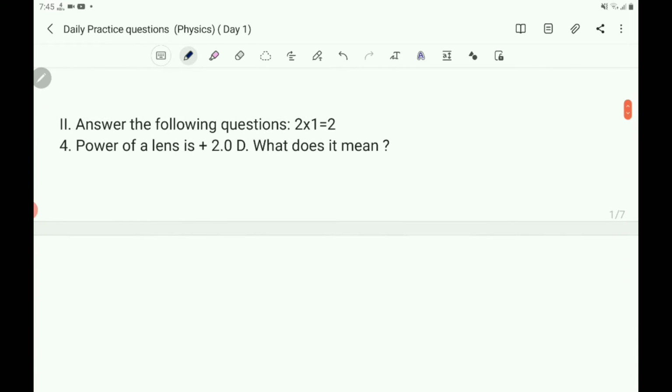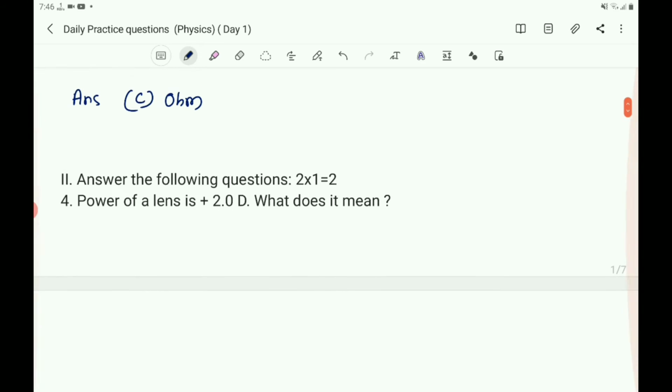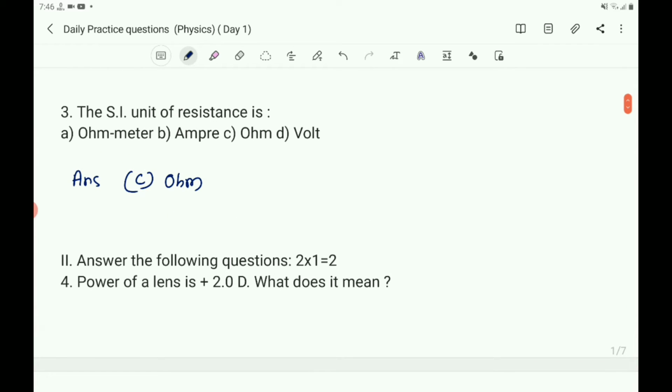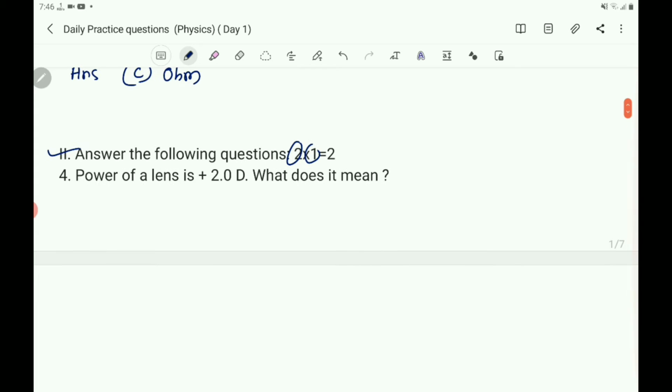Then fourth question. Here you know that multiple choice questions are over. Then the second main question, short answer type question. There are only 2 questions, each carries 1 mark, total marks 2. Then the fourth question, power of a lens is plus 2.0 D. What does it mean?